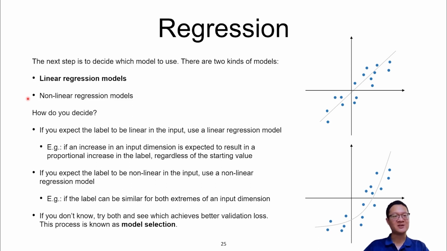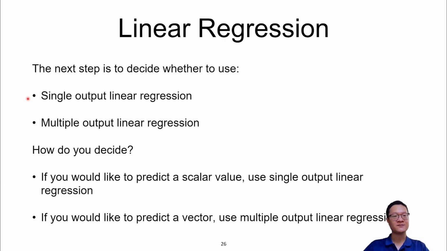So what linear regression models have we learned about? Well, there are several different ones, but they're actually very, very similar, especially their solutions, as we have seen. So we have the single output linear regression and multiple output linear regression. I guess choosing between these two is pretty easy. It just depends on whether we want to predict a scalar value or whether we want to predict a vector.